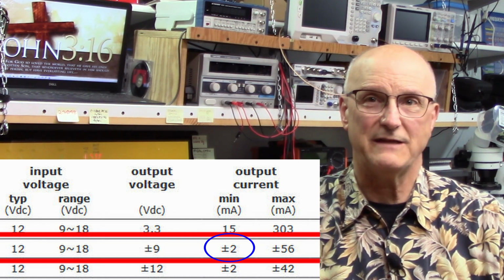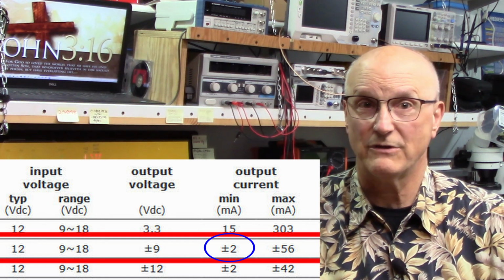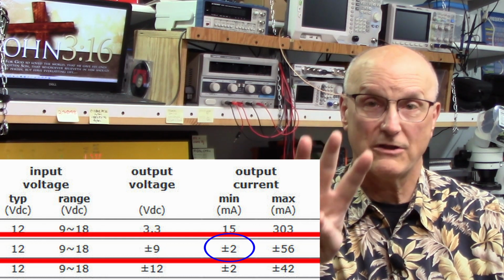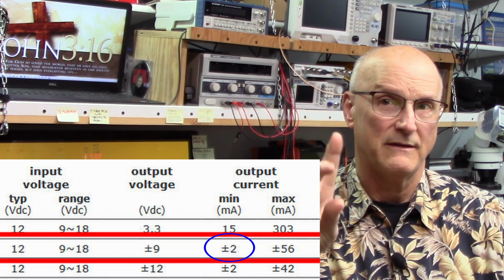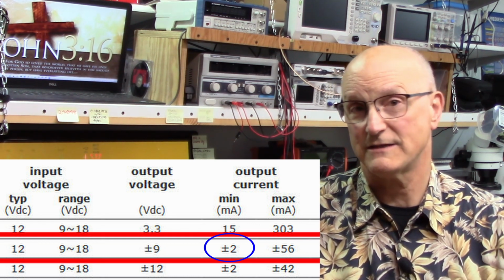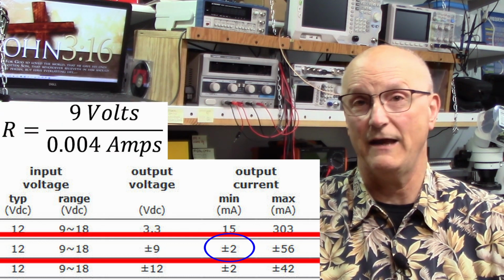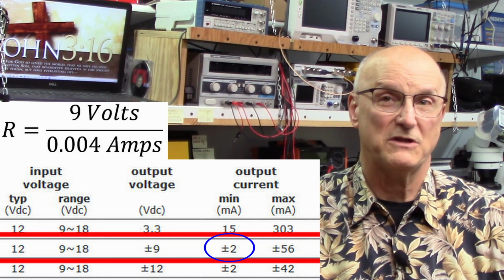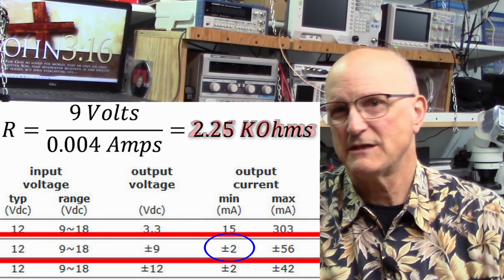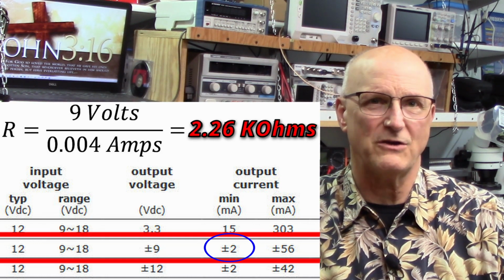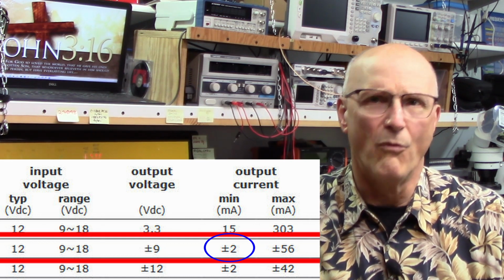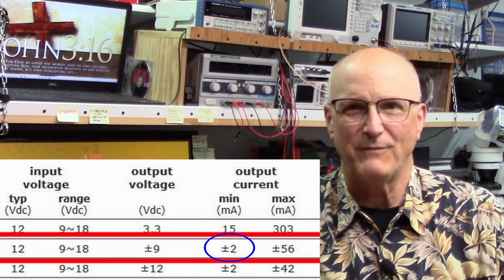Well, this is easily taken care of on the positive side with the voltage dividers. We have 4 of them, and each of them draws 1 milliamp. But we need to add a resistor to the negative side to match this, so we have 4 milliamps at 9 volts, which gives us 2.25 k ohms, and a standard resistor value is 2.26, so that's what we'll use there.